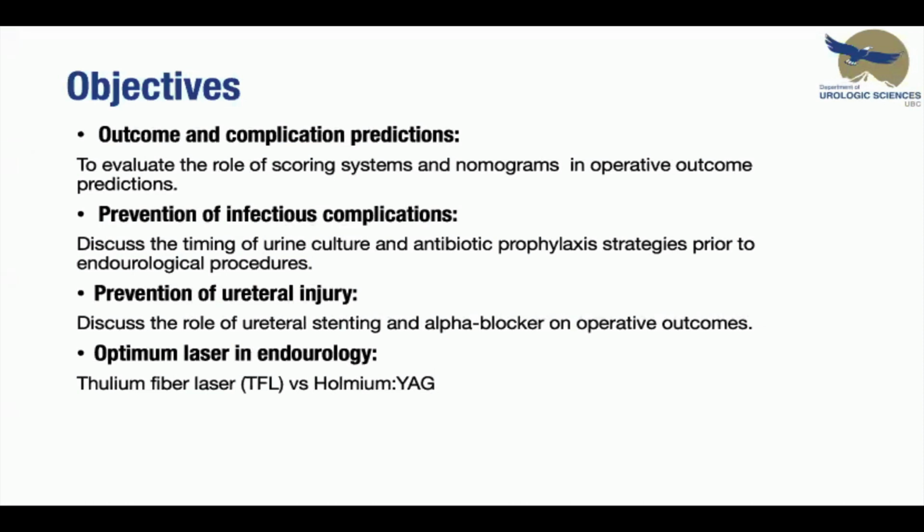The objectives that I'm going to discuss today: to evaluate the role of scoring systems and nomograms, discuss the timing of urine culture and antibiotic prophylaxis strategies before endourological procedures to prevent infectious complications, and then measures such as preoperative stenting and alpha blockers to prevent ureteral injury. Then discuss the optimum laser in endourology and the choice of the proper laser before the procedure.